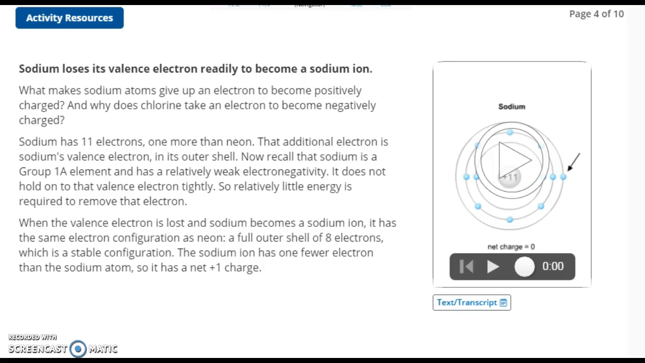Sodium loses its valence electron readily to become a sodium ion. What makes sodium atoms give up electrons to become positively charged? And why does chlorine take an electron to become negatively charged?